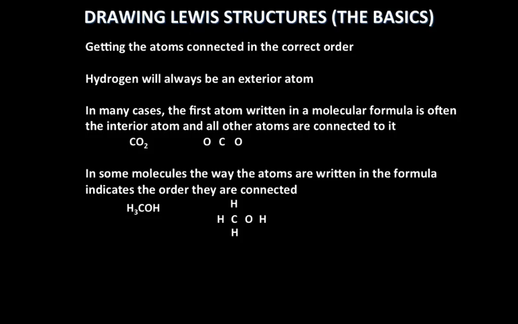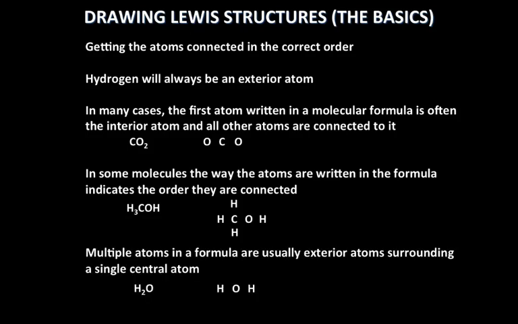For some molecules, the way the atoms are written in the formula indicates the way they are connected. So if you have a molecule like methanol, its molecular formula can be written out as H3COH, and it's written that way to convey the idea that the 3 hydrogens are connected to the carbon, and then the carbon is connected to the oxygen, and the oxygen to the hydrogen. So if it seems like the structure is written out in a way to give you a sense of how the atoms are connected, use the formula for that too.